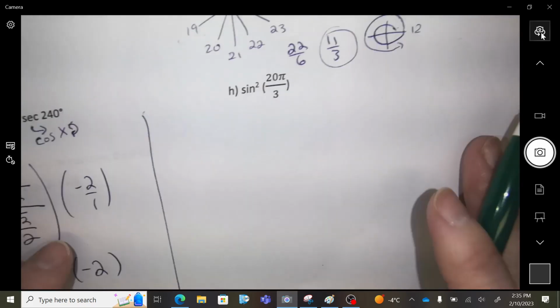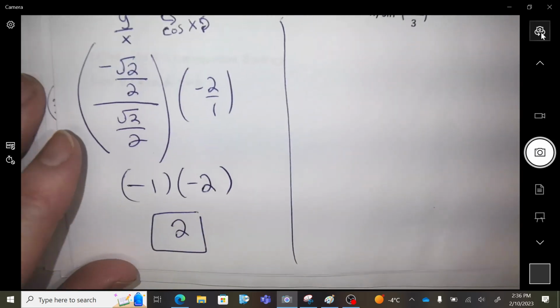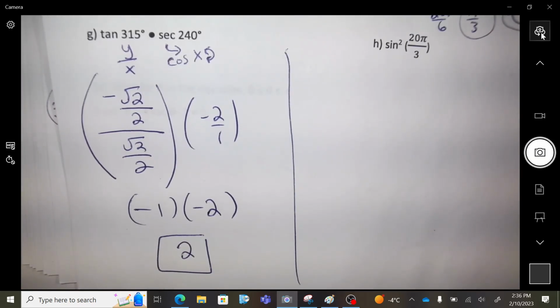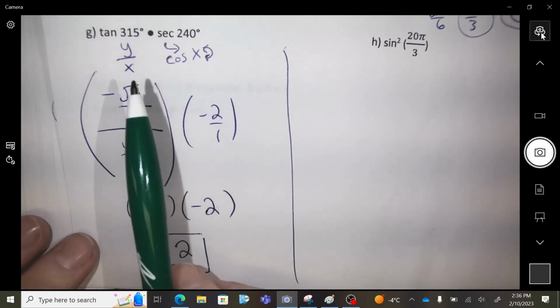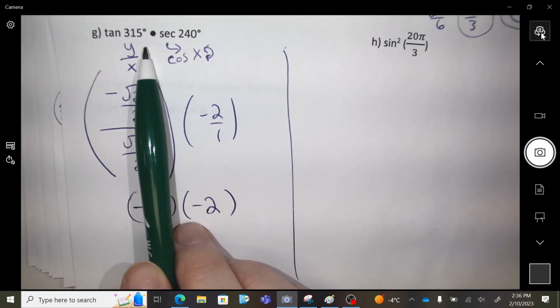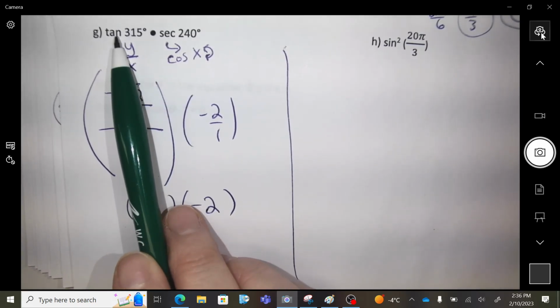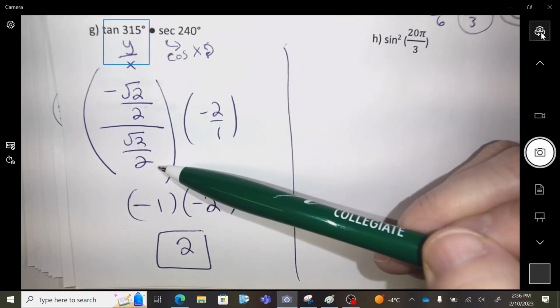Okay, the last one. Is this the last one? Yep. Hey, could you explain again how you solved the, I was still writing it down. Which one? G? Yeah. Okay, so I went to 315. So do you see my eyes are on 315? So tan, you got to understand what letters you're finding, which is y divided by x. So this is what it looks like.